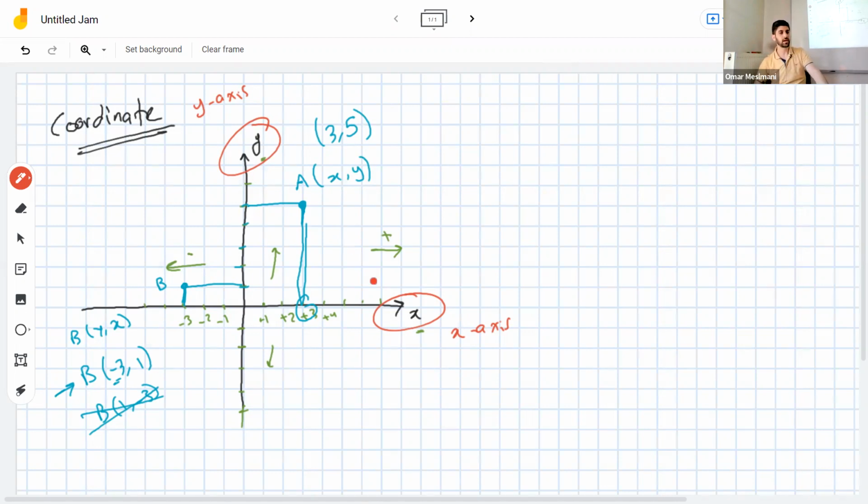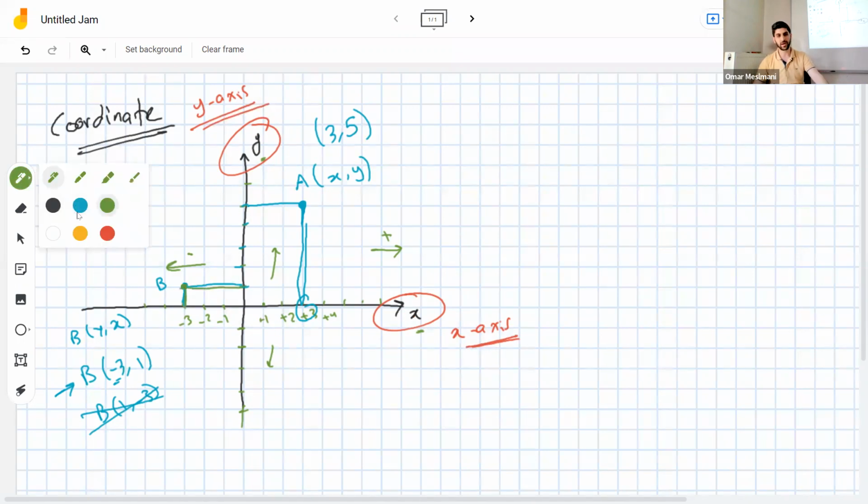You're right. So now I have the X and the Y. This line we call the X axis, and this line we call the Y axis. So I have an X axis and a Y axis at the same time. As an example right now, we said that point B is -3 on X and 1 on Y.